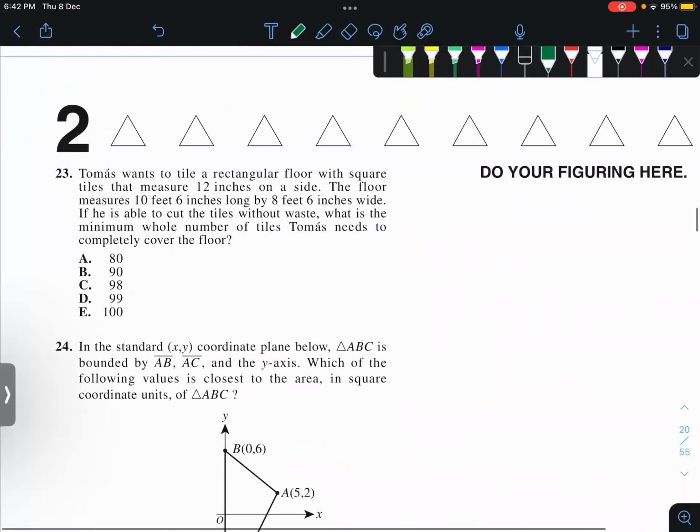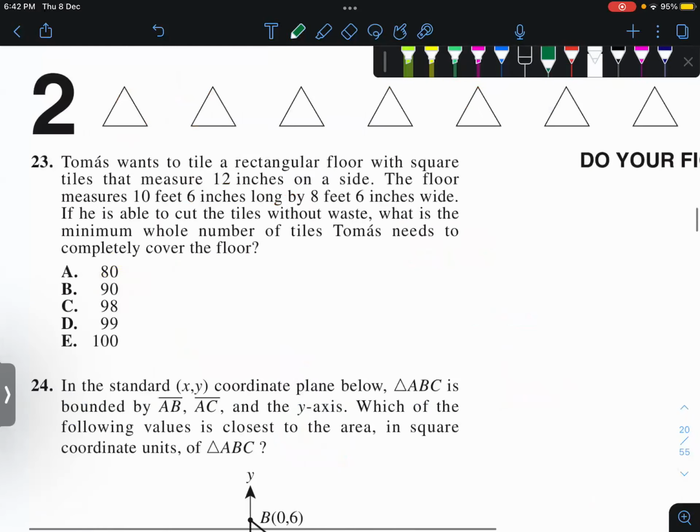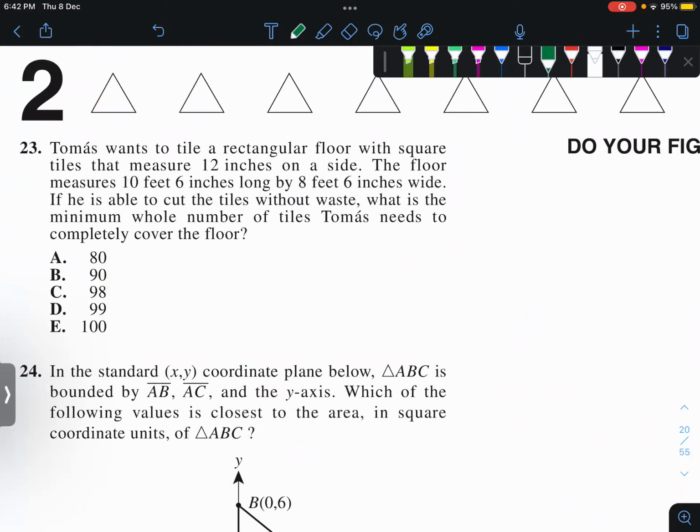Number 23. Thomas wants to tile a rectangular floor with square tiles that measure 12 inches on a side. The floor, okay, the floor measures 10 feet, 6 inches.